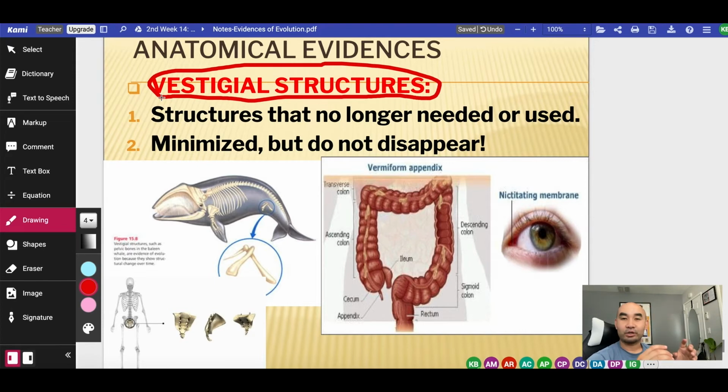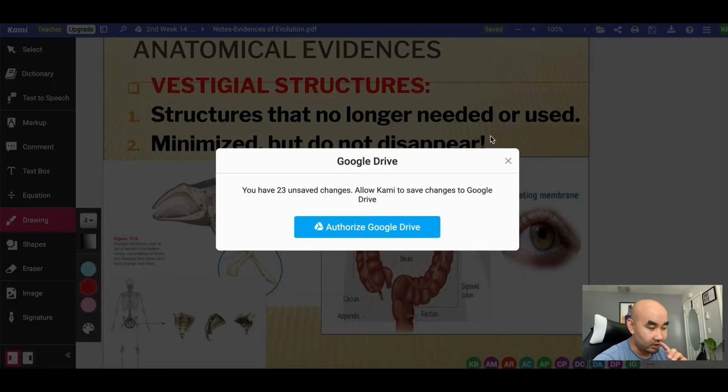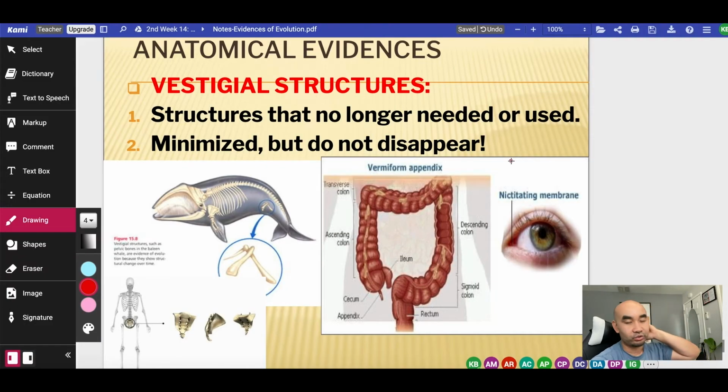Just imagine somebody who breaks their arm, right? They have to wear a cast. If they wear it for a whole year without using their arm, when they open it, they would notice that one arm will be smaller because they don't use it anymore. They minimize the function. There are many vestigial structures that can be used to suggest common ancestry.